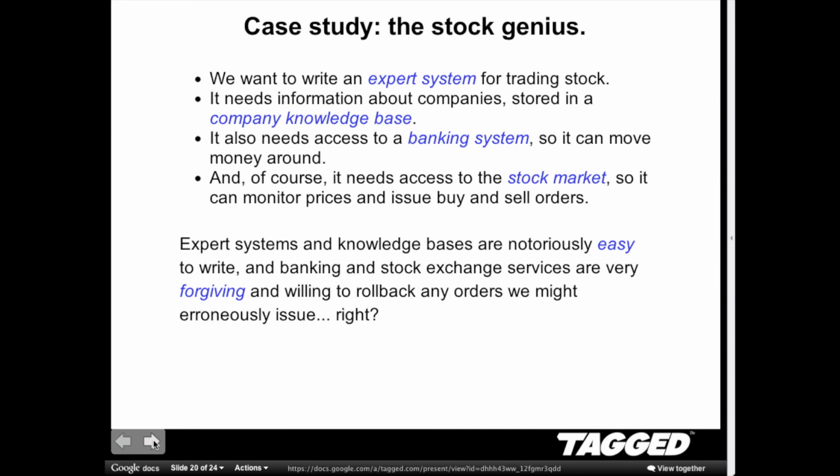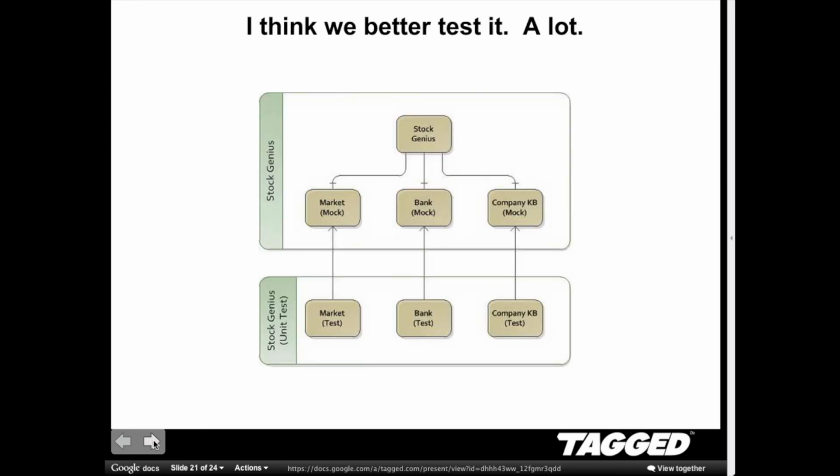For some reason, every dependency injection example online talks about this particular example, so I figured what the hell. So we're going to write an expert system that's going to trade stock. It's going to be connected to a banking system, it's going to be connected to the stock exchange, and we're just going to plug it in and turn it on, because we should be able to get this right the first try, and even if we don't, we can just unwind those transactions and everyone will be cool. No.